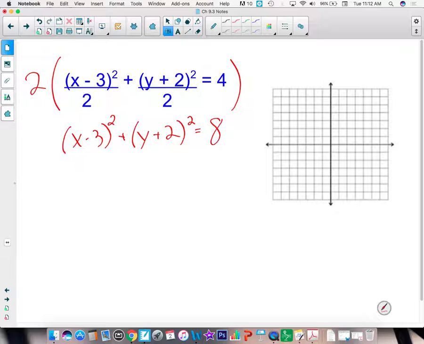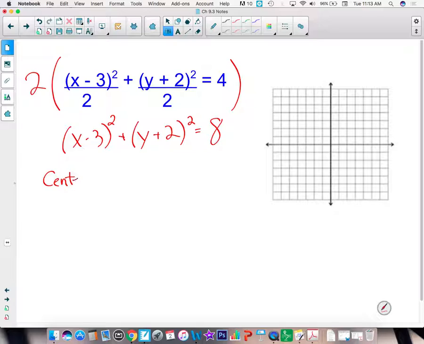We're not square rooting, oh, they just have square root of 8? We're just going to have like 2 square root 2. You have to use your calculator. So where's my center on this one now? 3, negative 2. The 8 is your radius. It's going to tell you your radius.